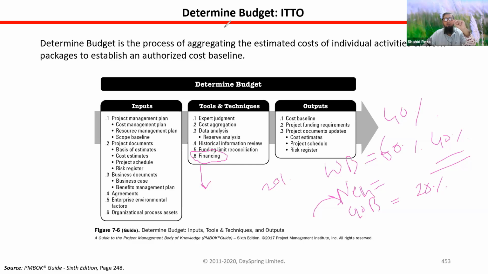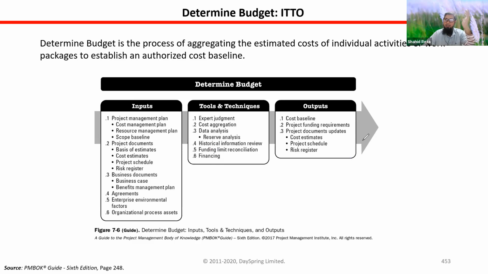All right. So after applying all these tools, we get the cost baseline. That means the final budget of the project that you cannot change. That is the copy approved by management, and your duty as a project manager is to finish the project within that approved budget. That is known as the cost baseline. All right.